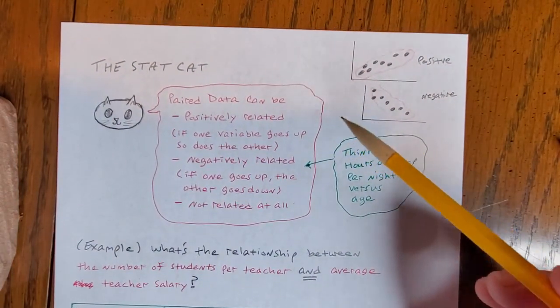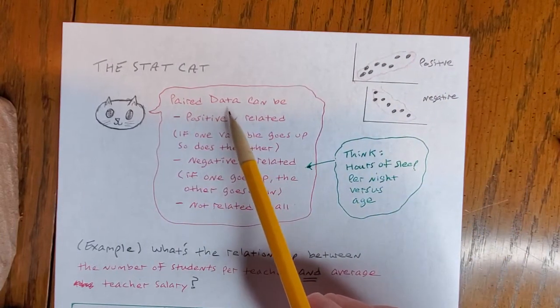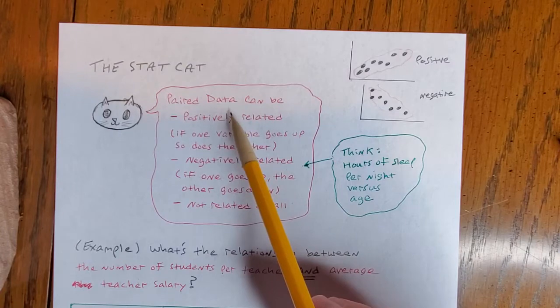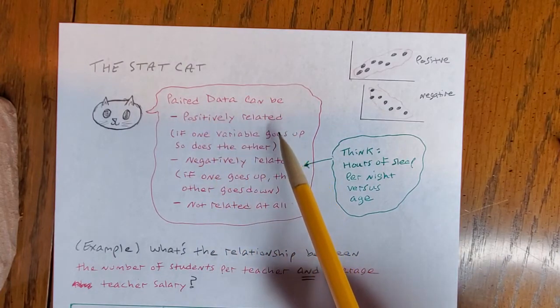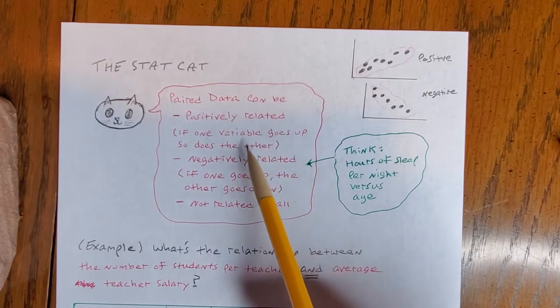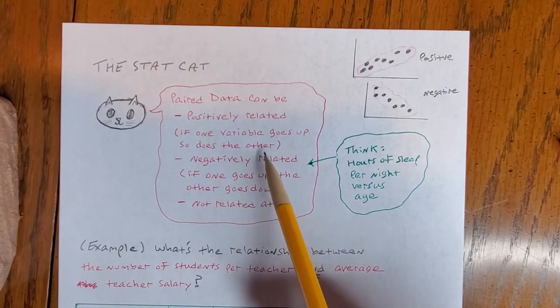Let me see here. Among all your options, paired data, which is the kind of thing you see in the scatter plot, variables that make sense to go together, can be positively related. That means that if one of them goes up, so does the other. That's like the example we just saw. The more you study, generally the higher your grade.